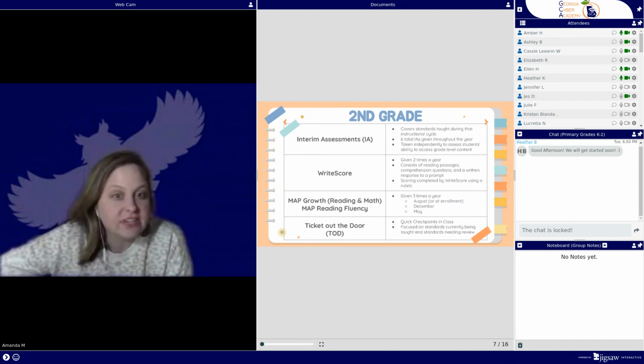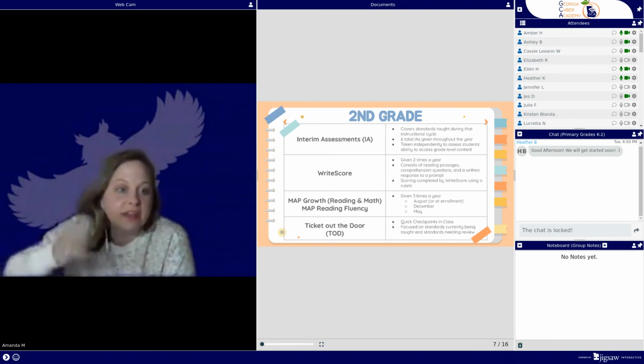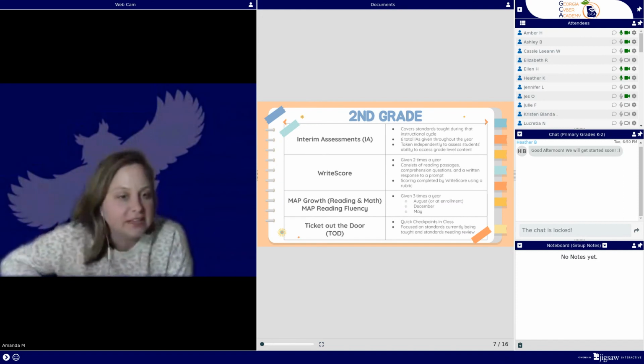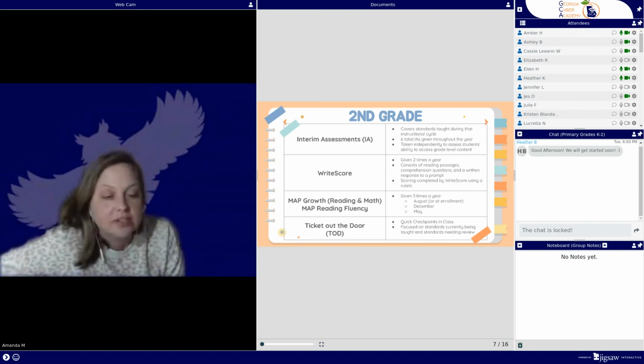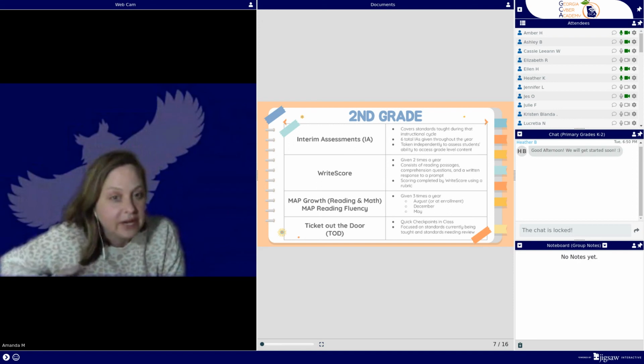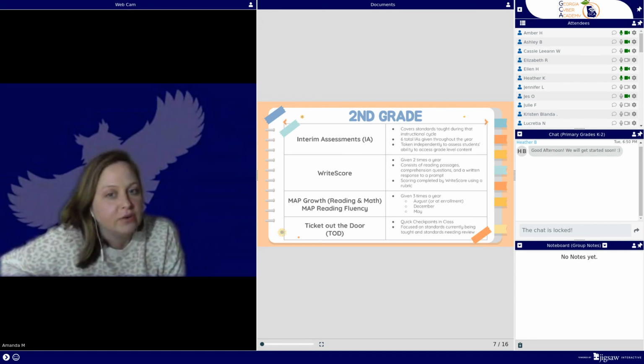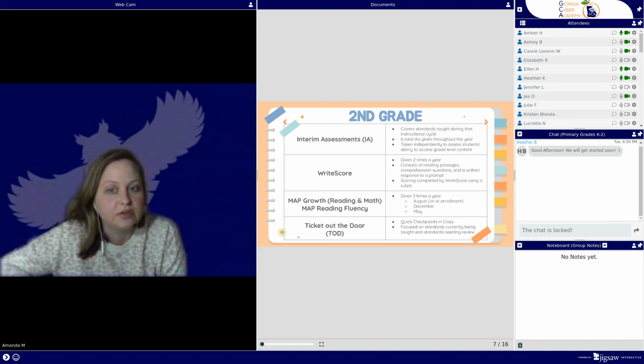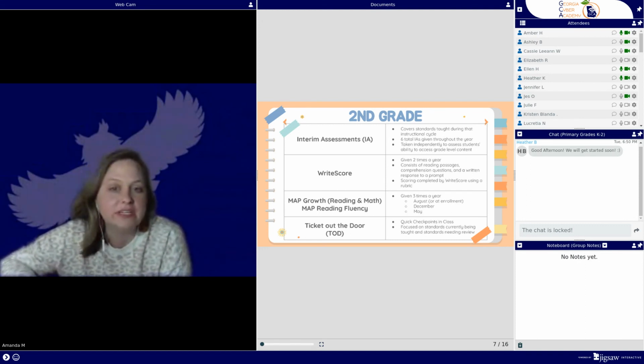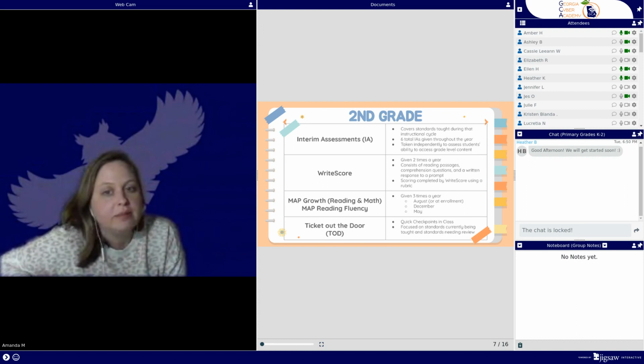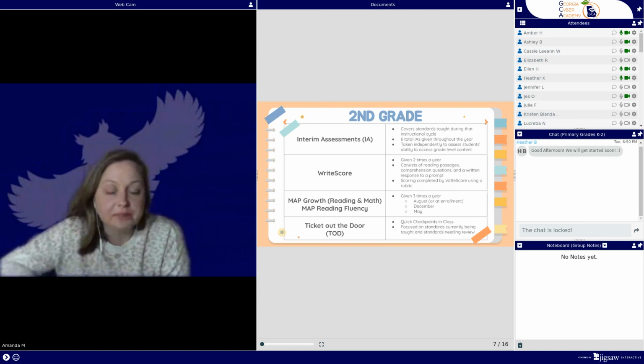And second grade also takes our interim assessment. So again, they have the same amount. We take those at the same time, and they are also taken independently. So our second grade students are responsible for reading these completely on their own and answering their questions independently. Teachers can monitor them and help out as needed with troubleshooting, but these are taken independently.